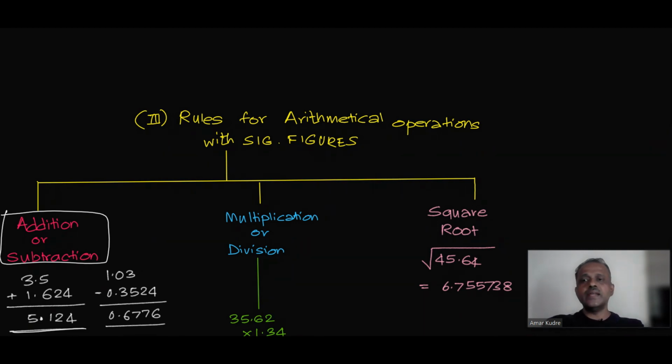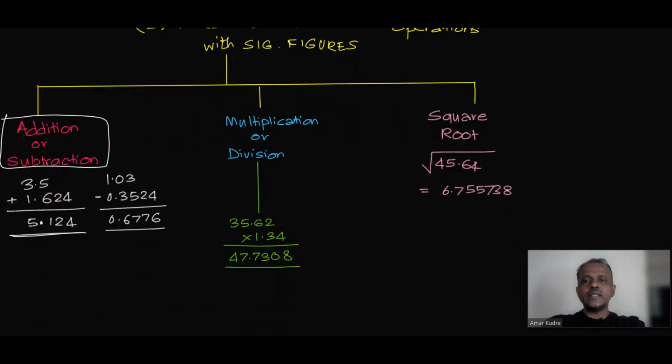The number which is having the least decimal places, only that number we need to consider. So after adding 3.5 and 1.624, the answer is 5.124. Now here in this question 3.5 is having only one decimal place, so the answer should include only one decimal place, so it would be 5.1. So the answer is 5.1. Since we don't need to round off anything, the answer is 5.1.